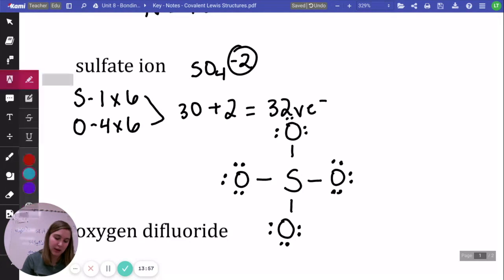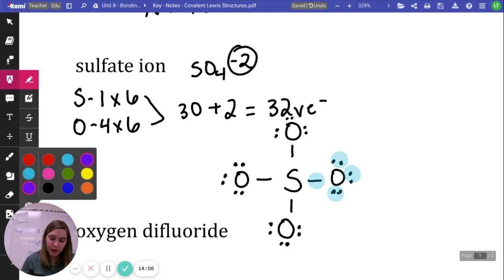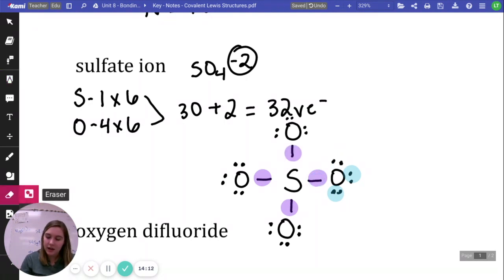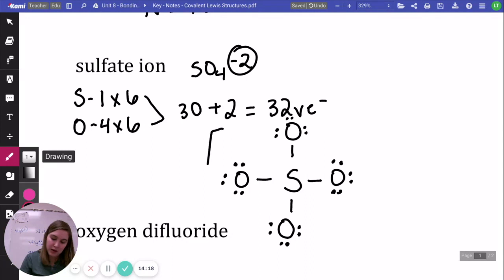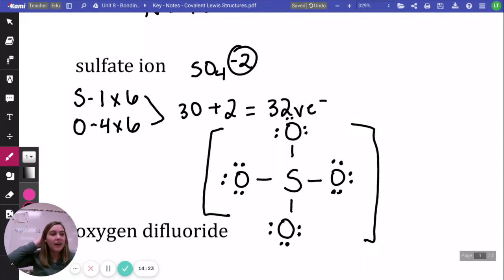Let's check to make sure everybody has at least an octet. So all of our oxygens look the same. So we have 2, 4, 6, 8 on all of our oxygens. And then our sulfur has 2, 4, 6, 8 as well. So our sulfur has that full octet. So everybody is full, but once again, this is an ion. So that means that we need to put it into the square brackets. I didn't leave myself quite enough space to do that. And then put the charge outside of it. So it would look like that.